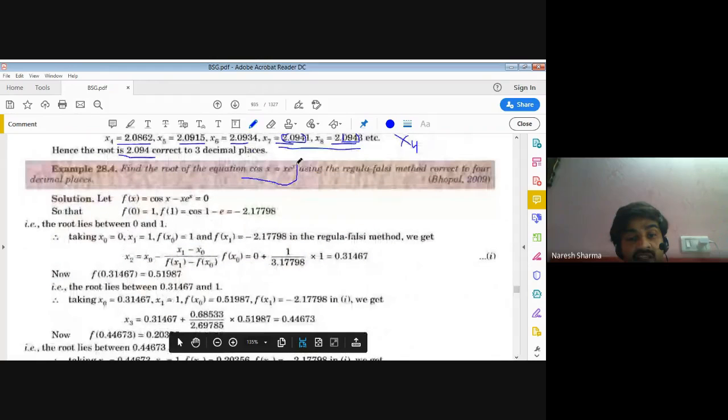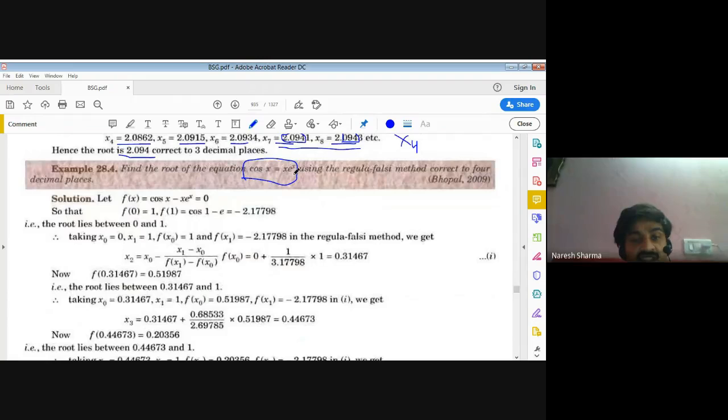The equation is cos x equal to x into e raised to x. So you just shift this to the left hand side, so we get f(x) equal to cos x minus x e raised to power x. We require the result to 4 decimal places, so once you require 4 decimals, all your calculations should be up to 5 decimals at least. We put here 0, so you get the value 1. Once you put here 1, you get the value minus 2.17798.